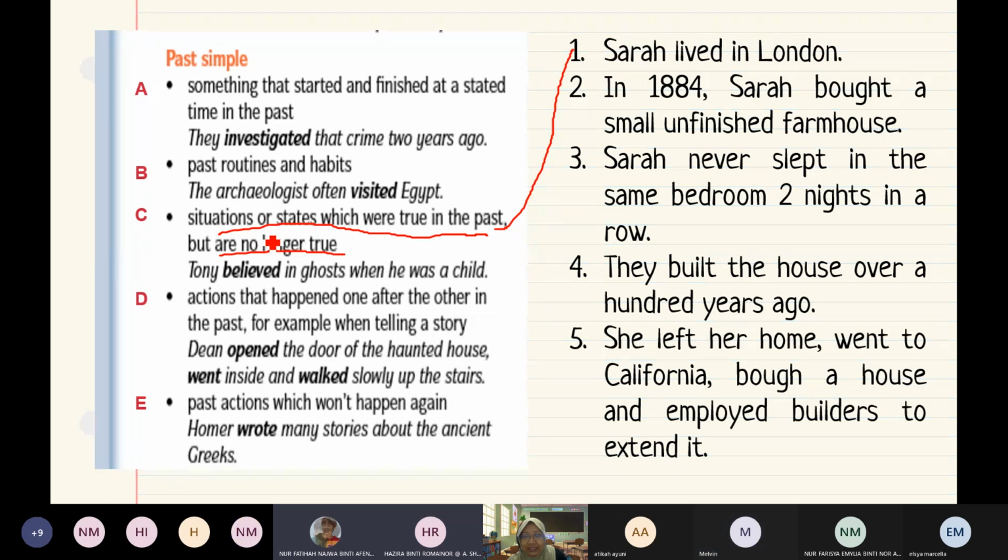D. Action happen once, no, because there is only one. Satu kata kerja je kat sini. E. Yes, E. The correct answer is E. So it only happened one time and won't happen again. Okay, number 3. Sarah never slept in the same bedroom 2 nights in a row.